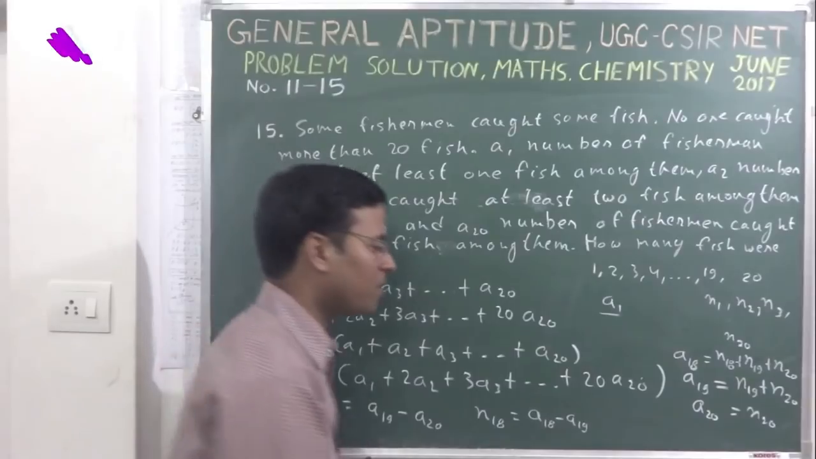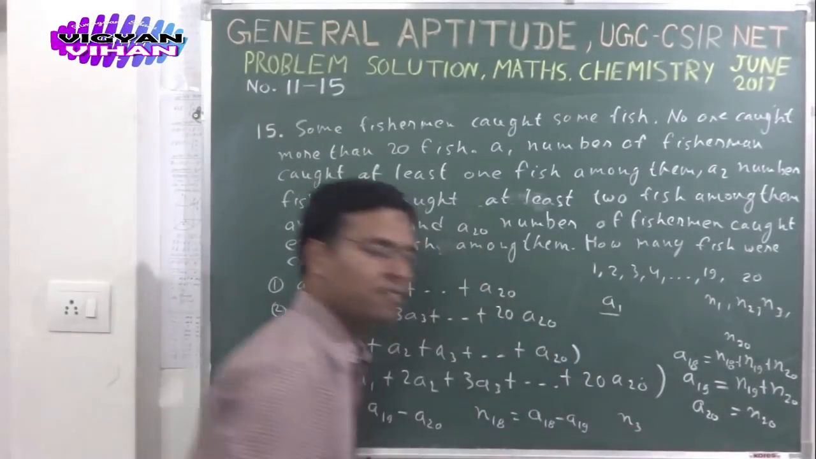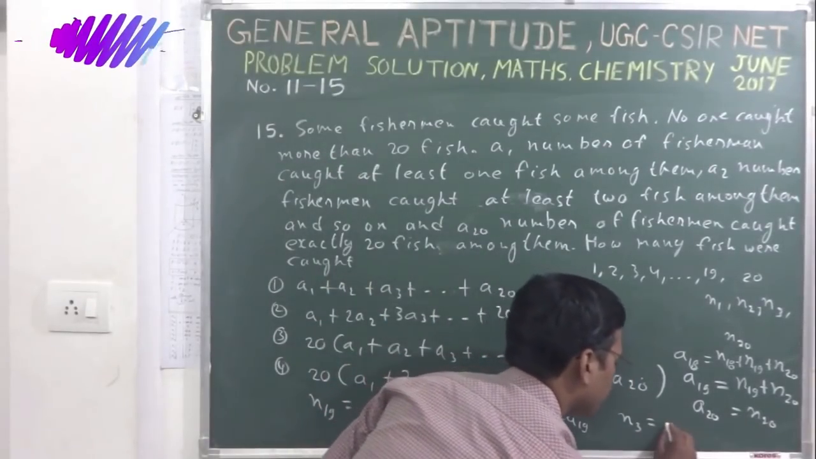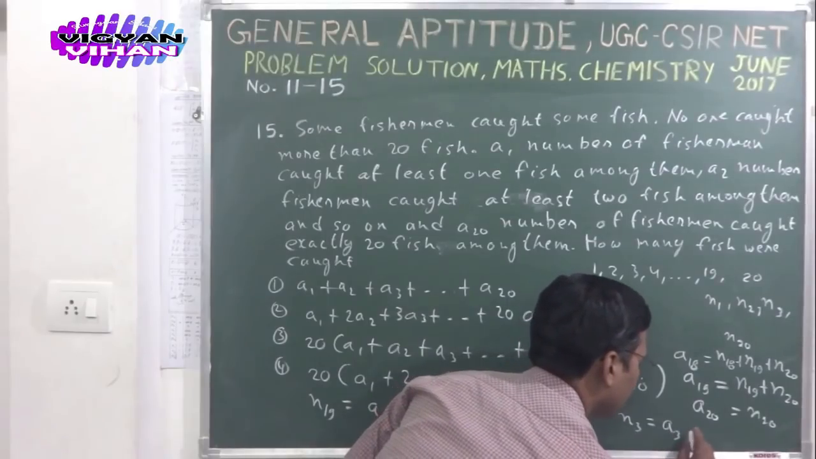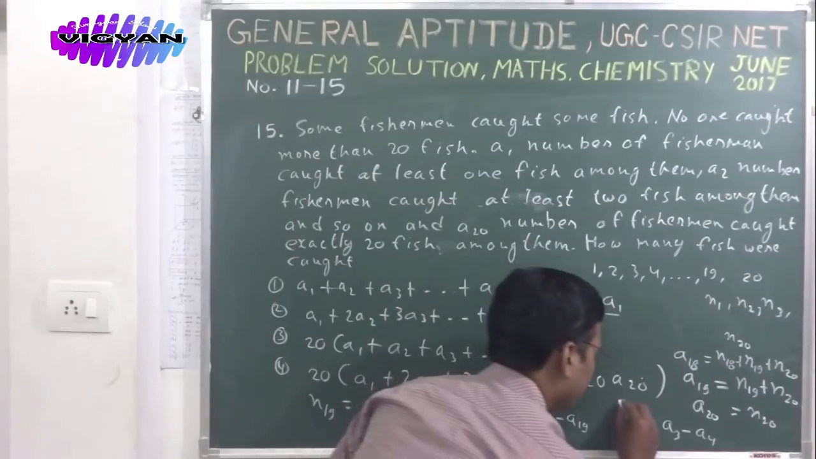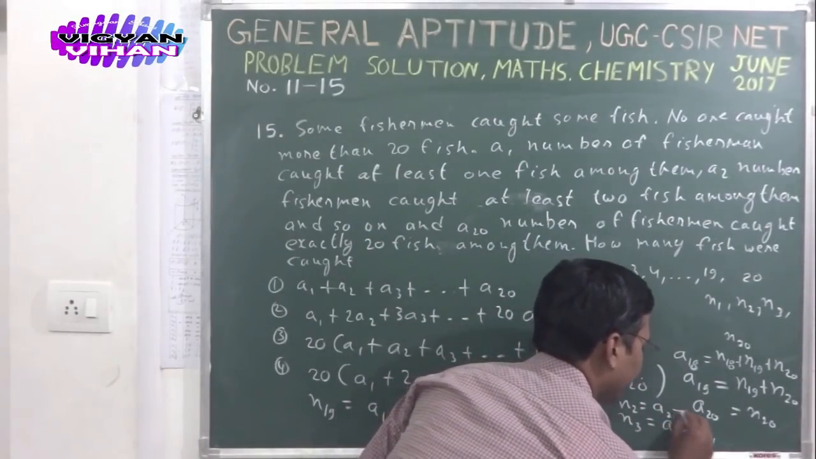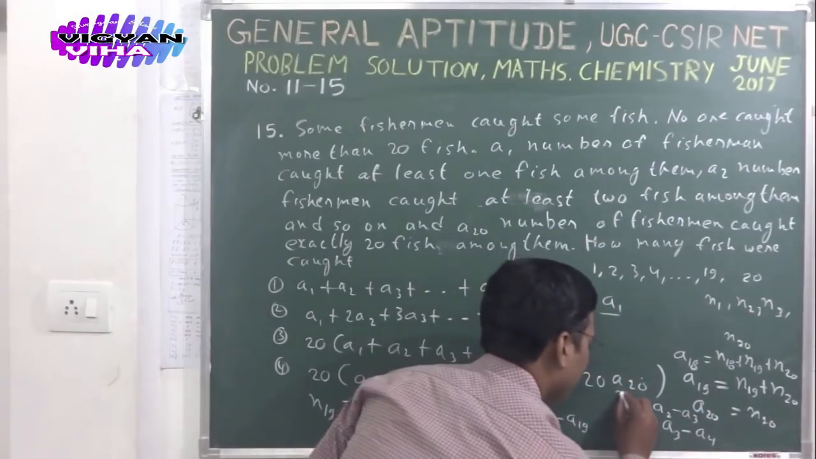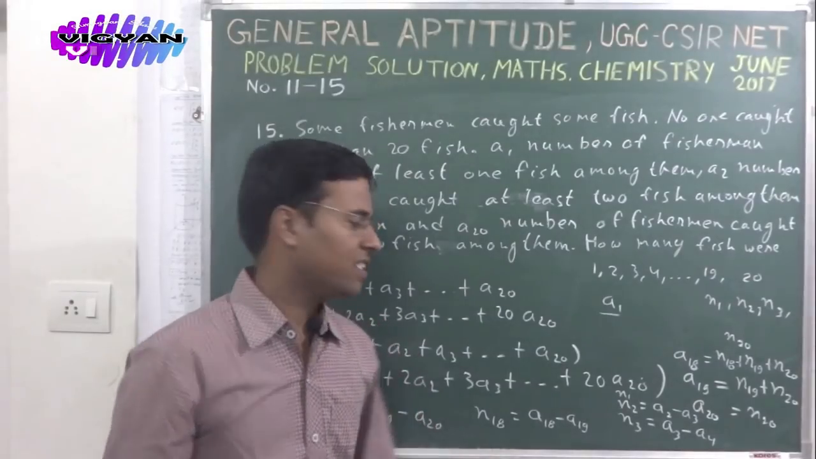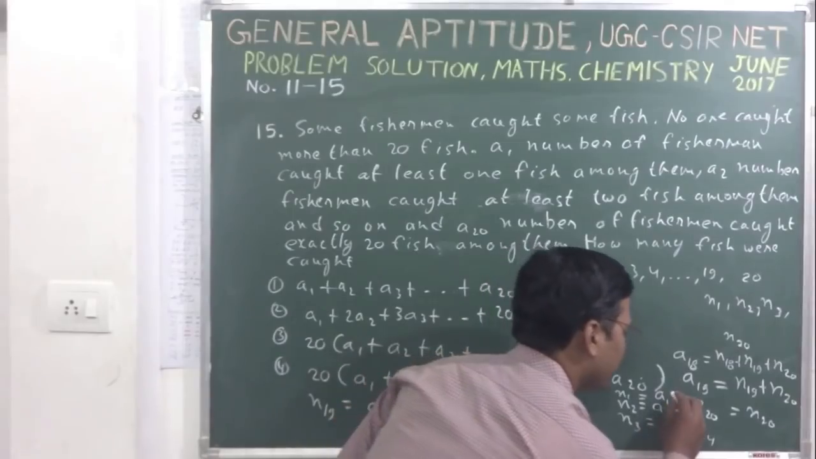Similarly, the number of fishermen who caught exactly 3 fish each can be calculated by the term A3 minus A4. N2 may be calculated by A2 minus A3. N1, the number of fishermen who caught exactly one fish each, would be equal to A1 minus A2.